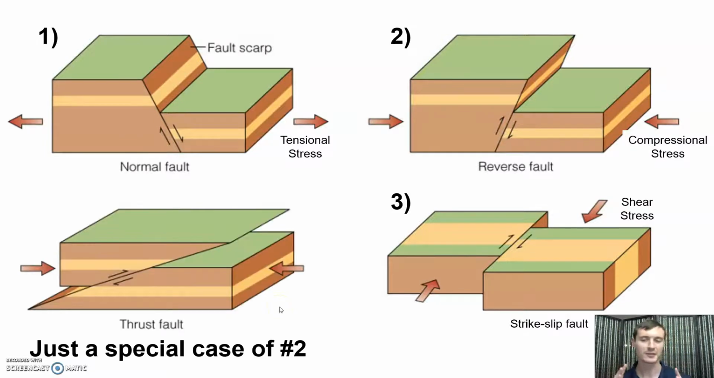Finally, you might hear about these things called thrust faults. Now, this is the same as a reverse fault, except instead of having a fault that's just going into the ground like this, kind of a higher angle, instead is a very, very low angle, almost horizontal kind of fault.